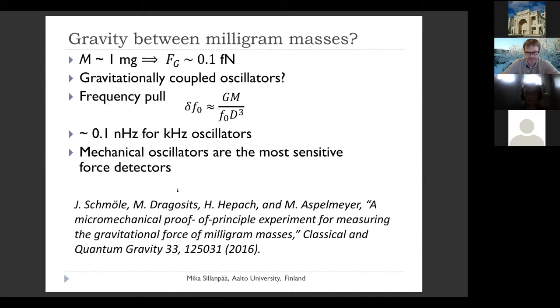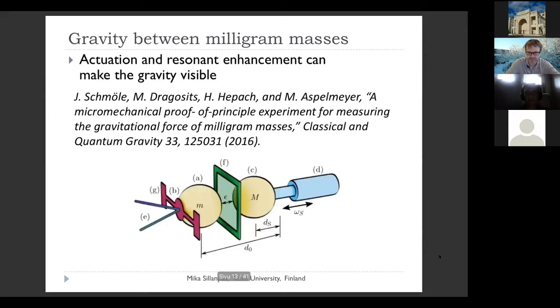But anyway, mechanical oscillators are naturally very sensitive force detectors, the most sensitive. And there was this proposal from 2016, which is our motivation, to develop this quantum proposal. It came from the Vienna Aspelmeyer group, and they proposed a way to measure gravity between a few tens of milligram masses. That was at room temperature and using very low frequency oscillators.